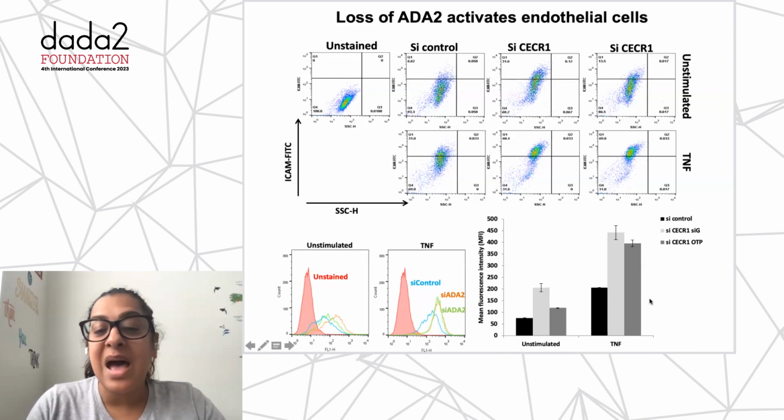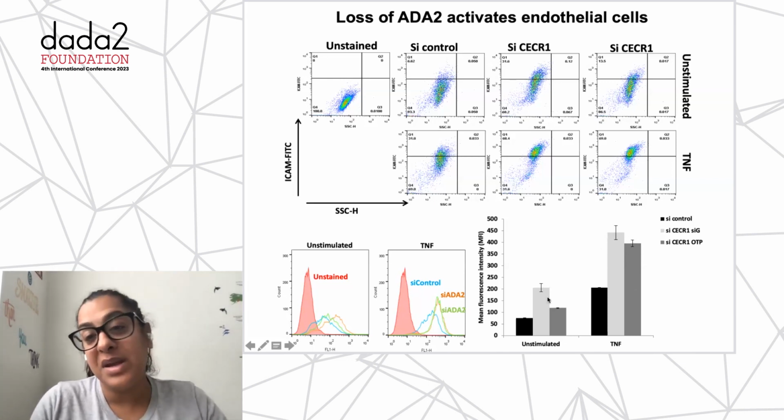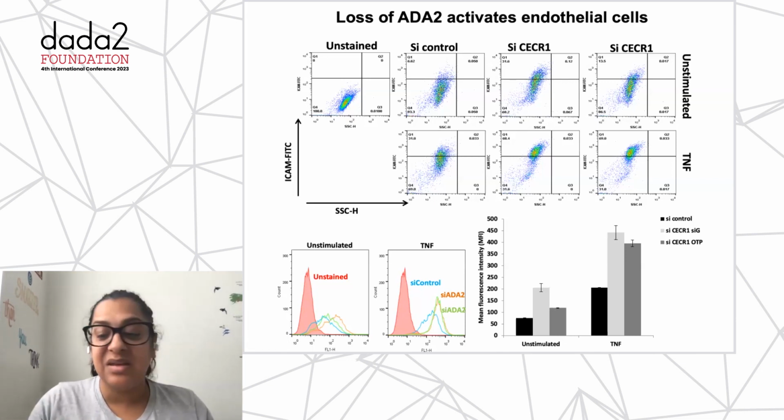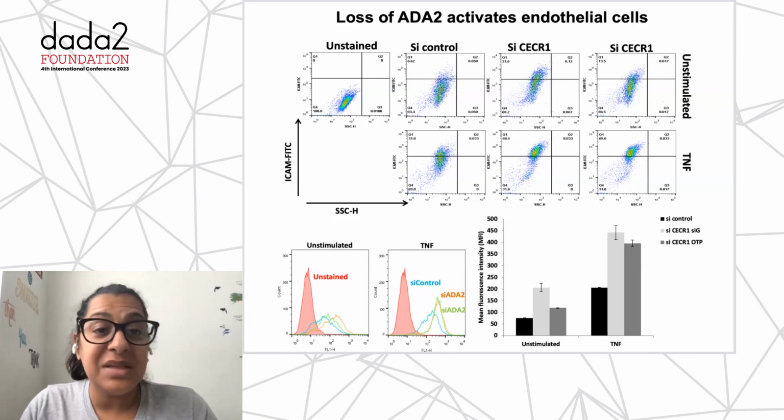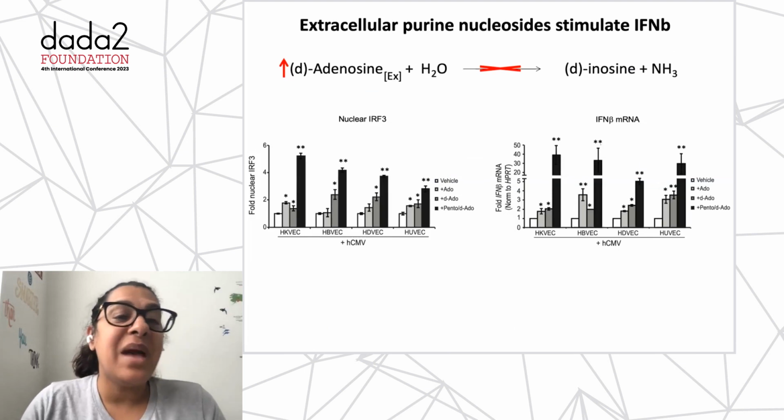And this is the flow analysis, and you can see that's quantified here. In cells that were knocked down for ADA2, we saw an increase in ICAM1 expression, denoting an activated phenotype in the endothelium itself. So what's the mechanism?